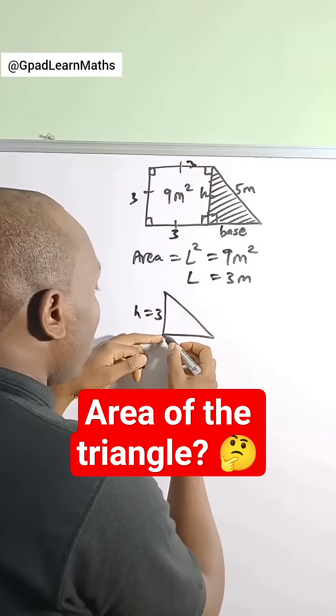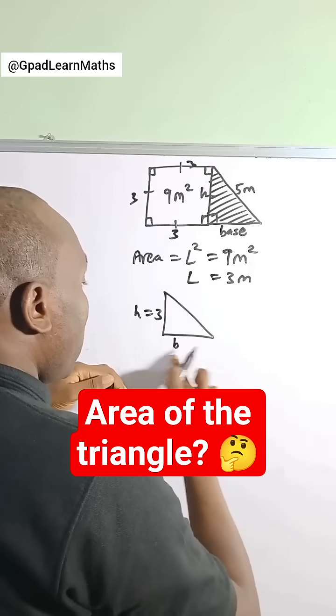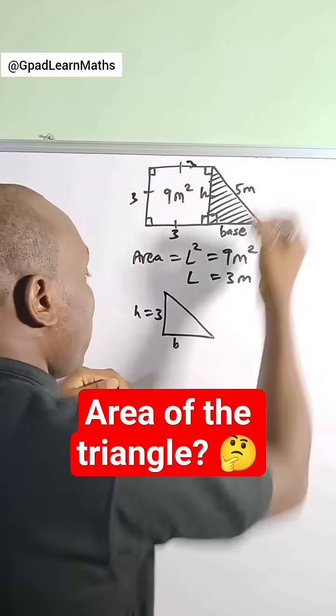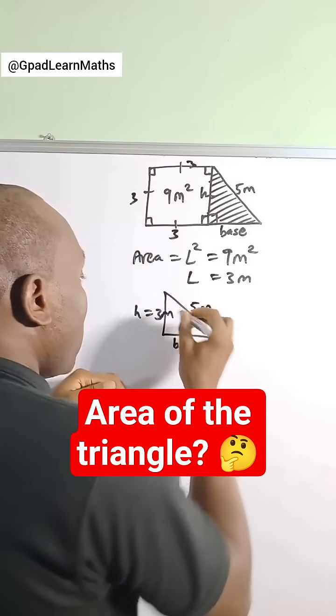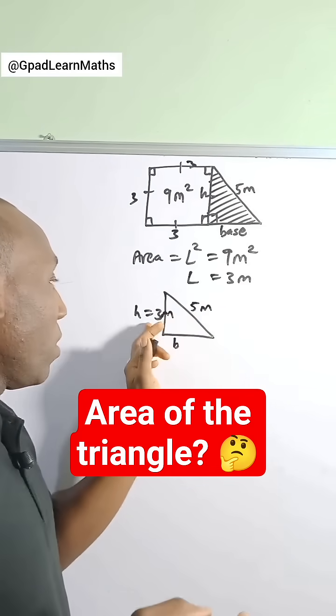But we don't know the base yet. Let me just say B for the base. But we know the longest side, which is 5 meters. So the question is, how do we get the base from these two sides?